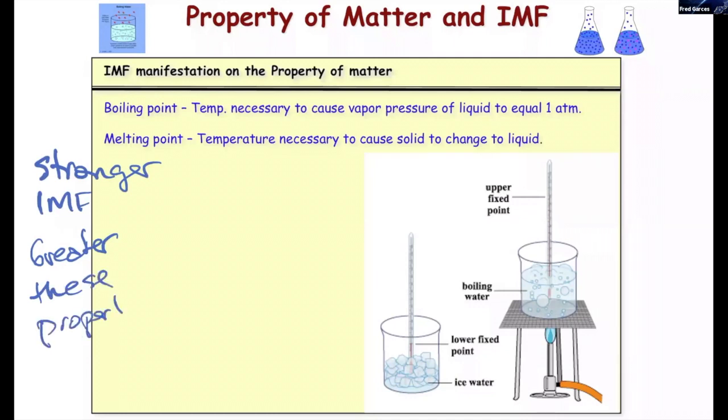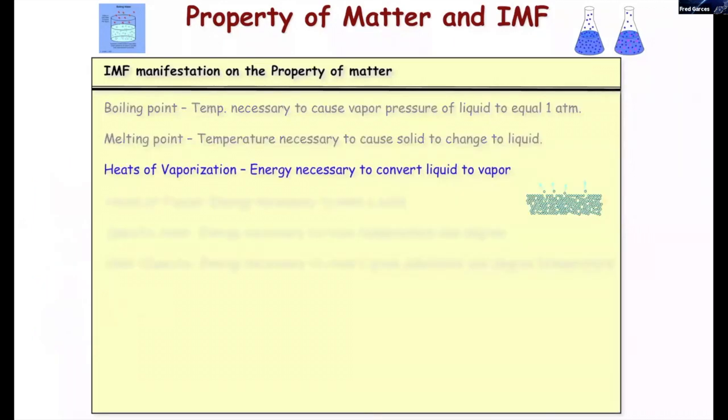Properties like melting point, boiling point, heats of vaporization. Heat of vaporization is the amount of energy you need to pump in to vaporize a substance. That's different from the boiling point. The boiling point is the temperature you need for that substance to vaporize. Heat of vaporization is the energy that you need. Temperature and energy are not the same, but they are certainly related.